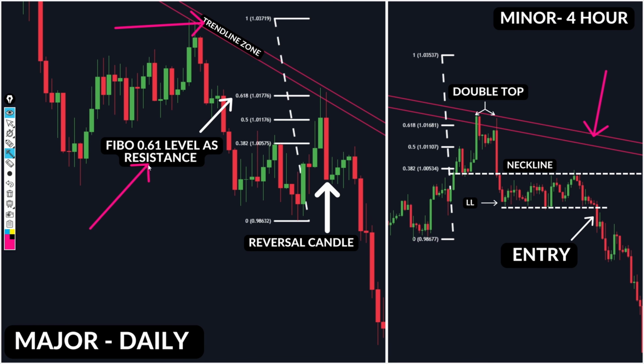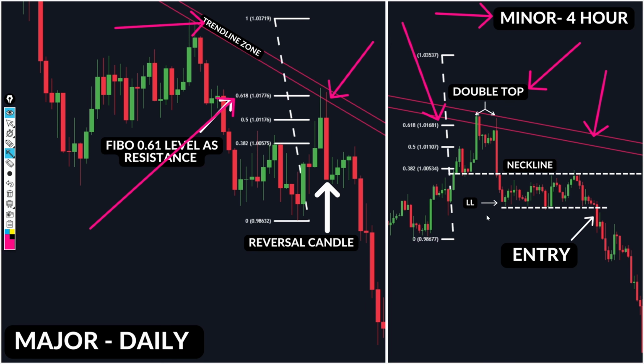This is the Fibo level 61 which we used. This is the same Fibo level. So we have resistance, a trend resistance, and a horizontal level. We got reversal candlestick confirmation. We will then switch to minor time frame. We will look for reversal price structure, which is double top formation here.